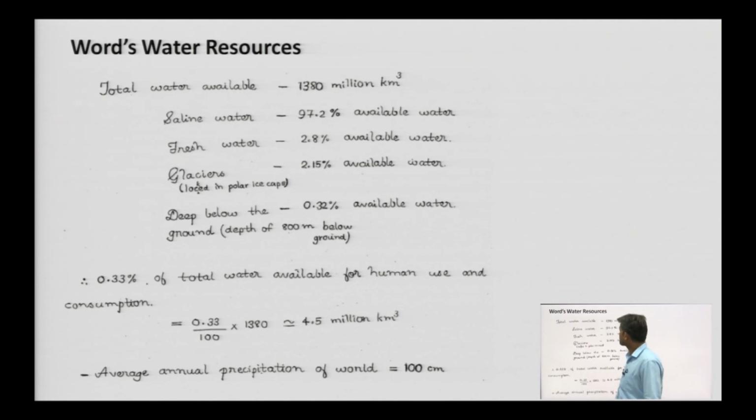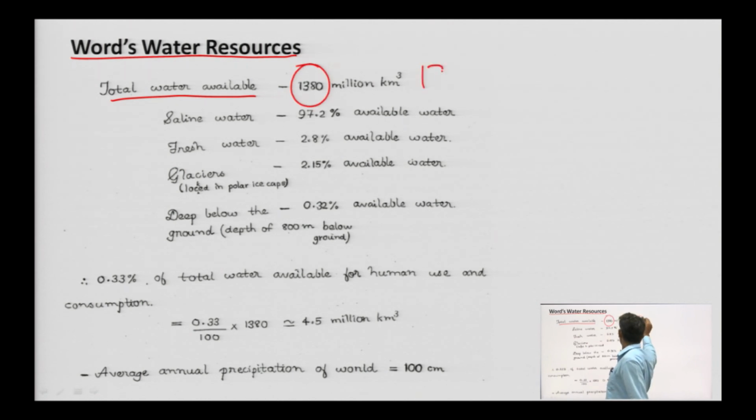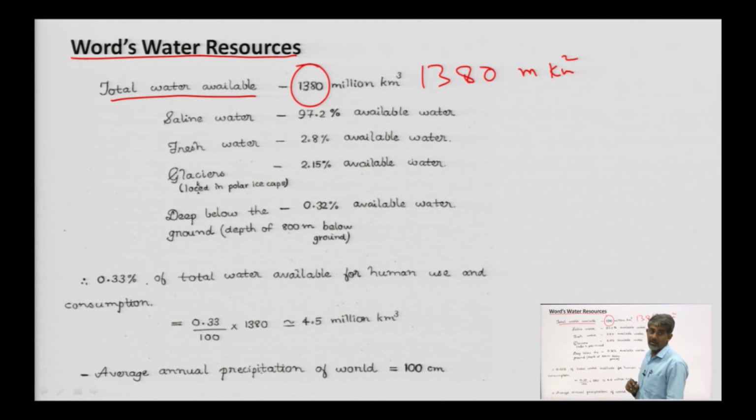The next thing is world water resources. We should know what the availability of water is. We know that the total water available to us is 1380 million cubic kilometer. This is the total quantity of water available on our planet.